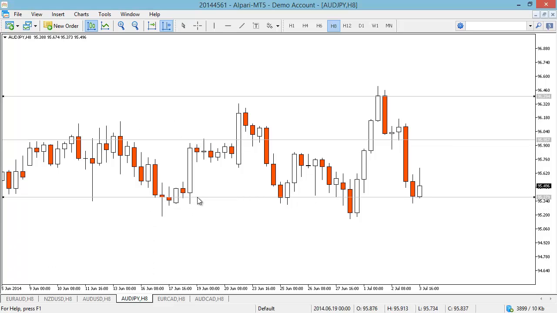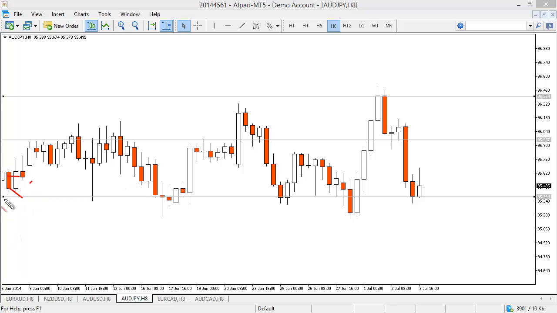Gonna throw one around about here because of these bounces here. Bounce there, bounce there, there. This one's a bit lower, but this one is quite strong. So yeah, this one again is a pretty strong one, pretty obvious one.